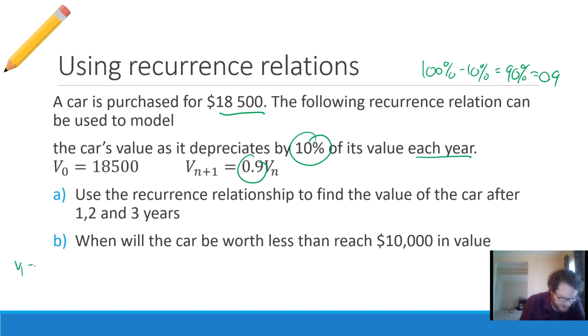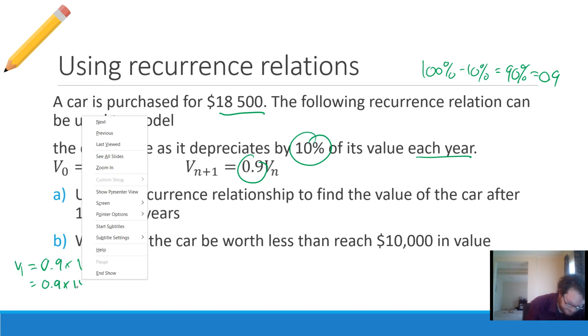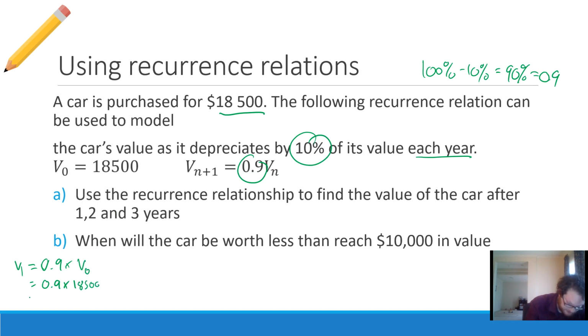Let's do this. So V1 is going to be 0.9 times V naught, which is 0.9 times 18,500. Same idea in my calculator: 18,500 in the calculator, equals, and then I go 0.9 times the answer. And that will give me the very first one. That's 16,650.